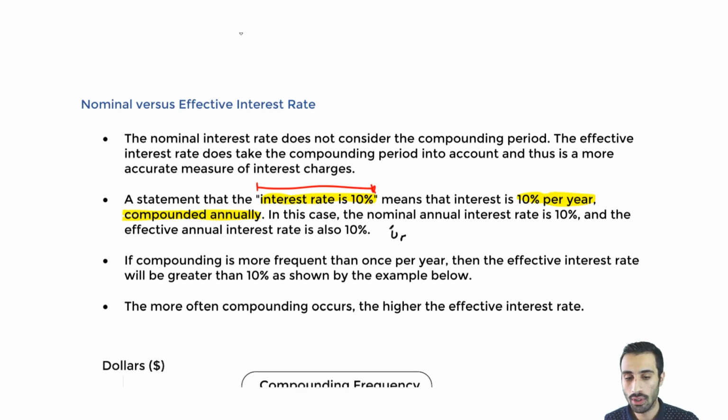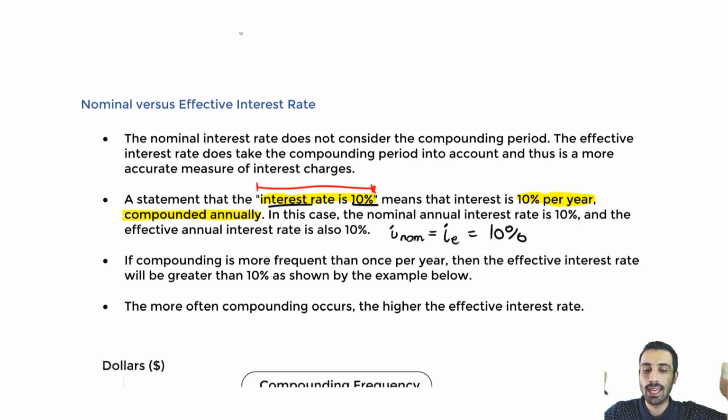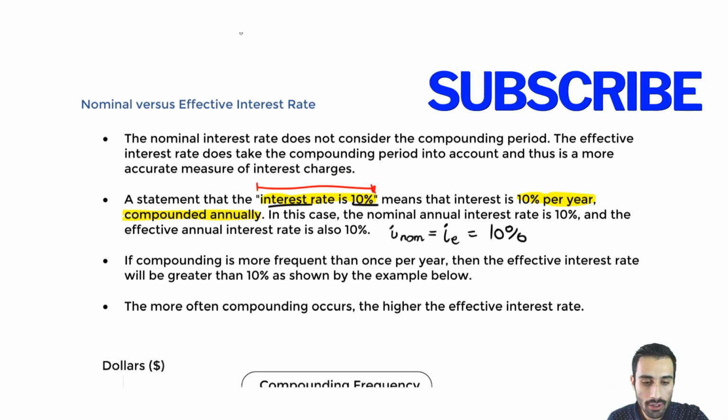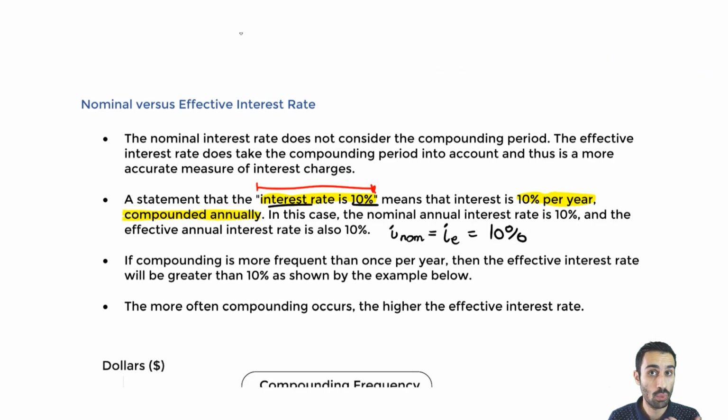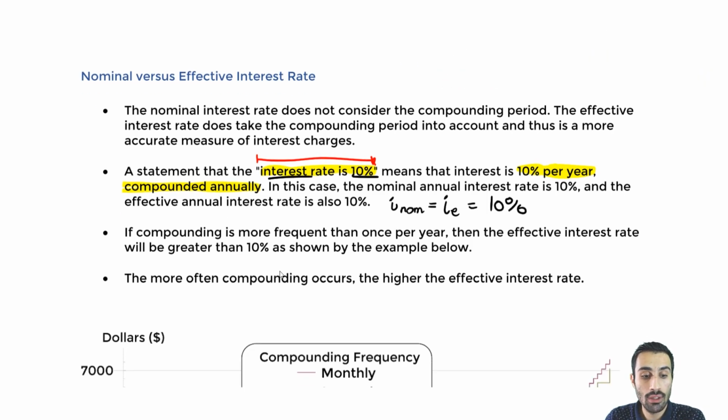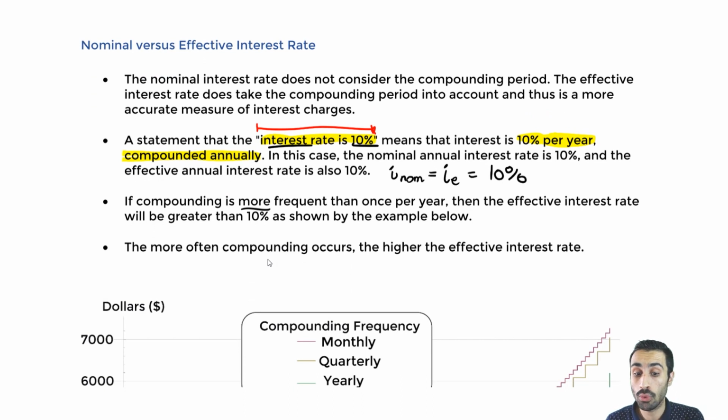So I nominal, I'll do NOM for nominal, is equal to I effective, which is just 10%. So we know in this case, it's just interest rate 10%. The nominal rate is the effective interest rate because it doesn't specifically say anything other than annually. In this case, it's compounding annually. If it says monthly, yes, they're going to differ. They're going to be different. And we'll look at that as we proceed. So then we know if compounding is more frequent than once per year, the effective interest rate will be greater than 10%.